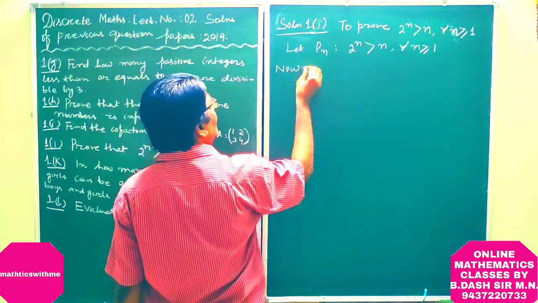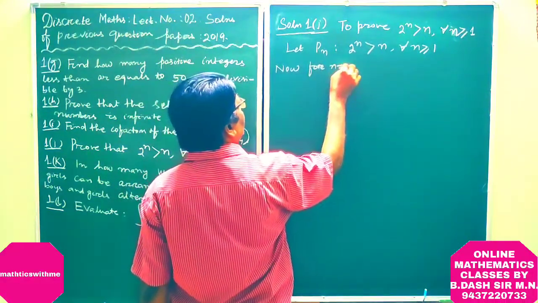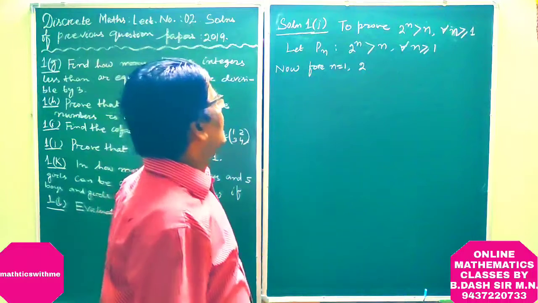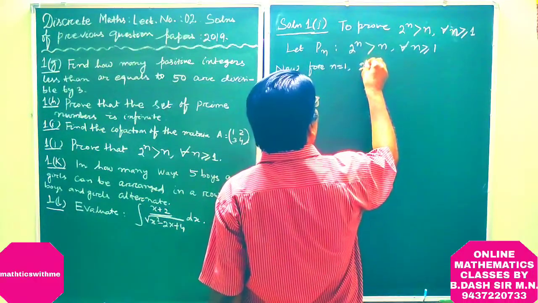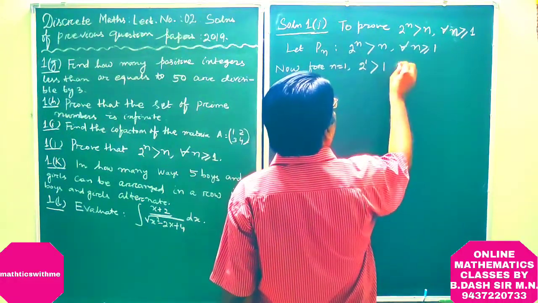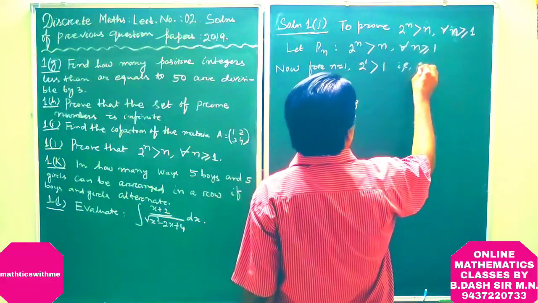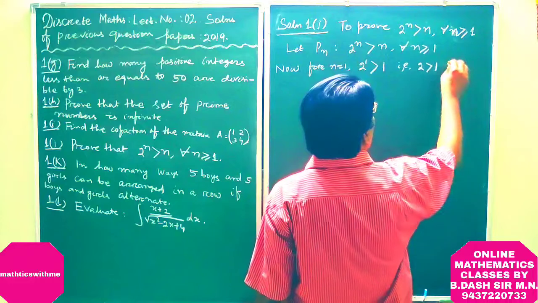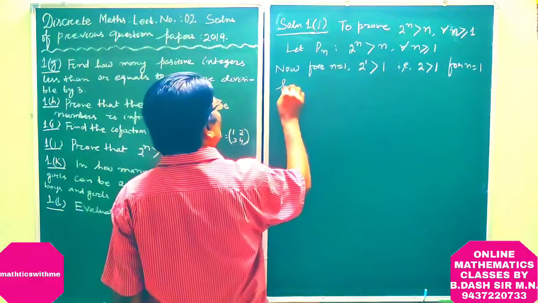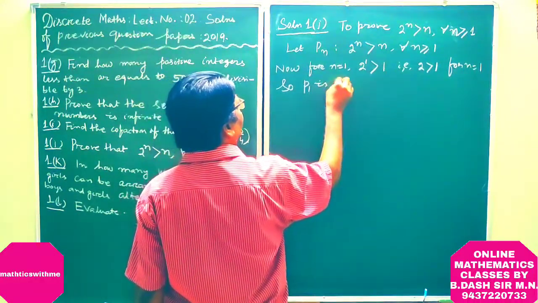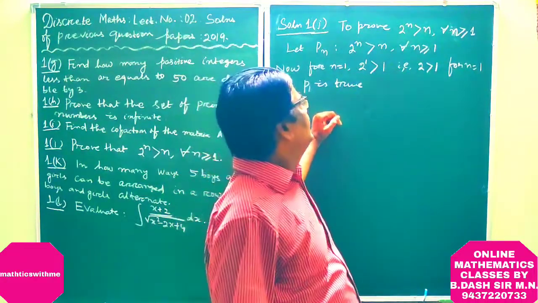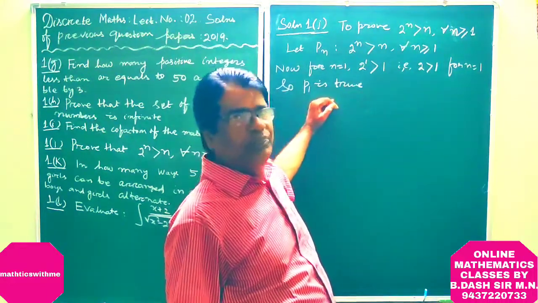Now for n equal to 1, 2 to the power 1 is greater than 1. That is, 2 is greater than 1 for n equal to 1. So P1 is true. So taking n equal to 1, we find P1 is true.